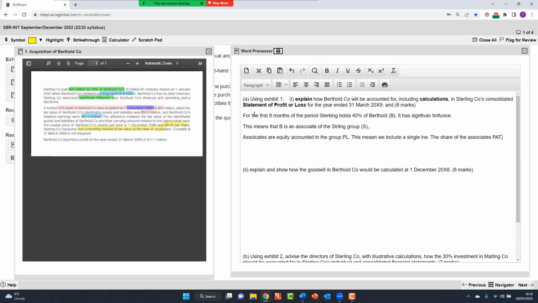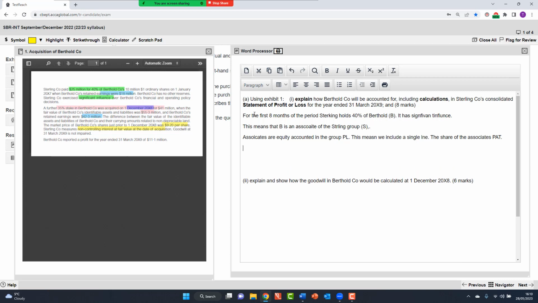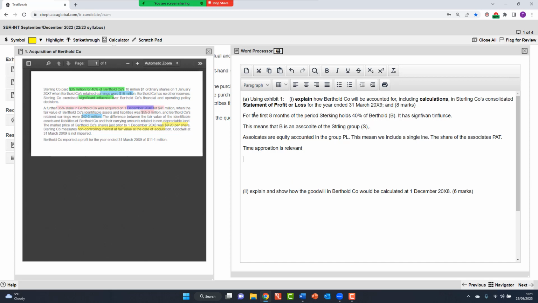Now, to me, we then got to demonstrate that. Time apportionment is relevant because we've only had the associate for the first part of the year. Now, you could go and do a separate spreadsheet calculation. I don't think it's necessary. What we're talking about is owning 40% of the associate using equity accounting. Now, what was the profit for the year? The profit for the year was 11.1. So we've got 40% of 11.1, but we only have got that for 8/12 of the year.